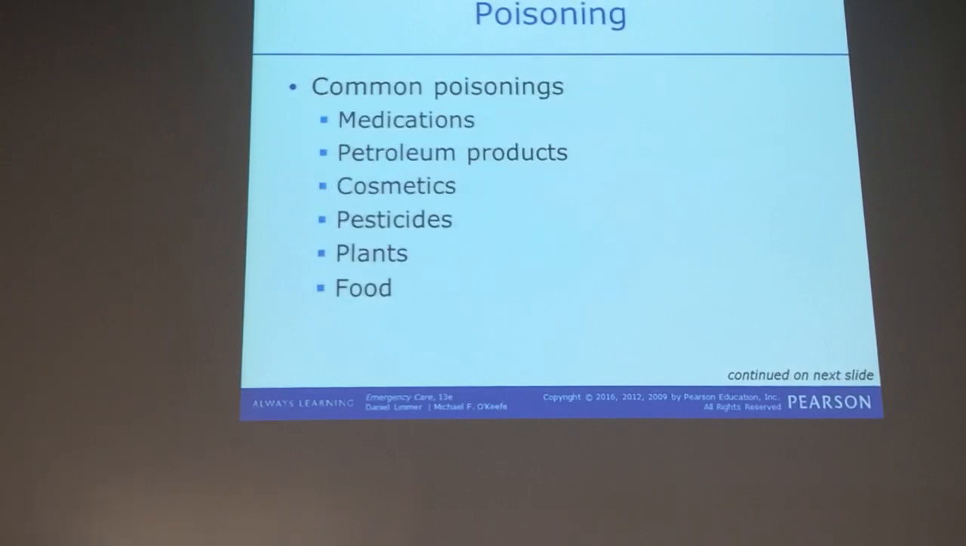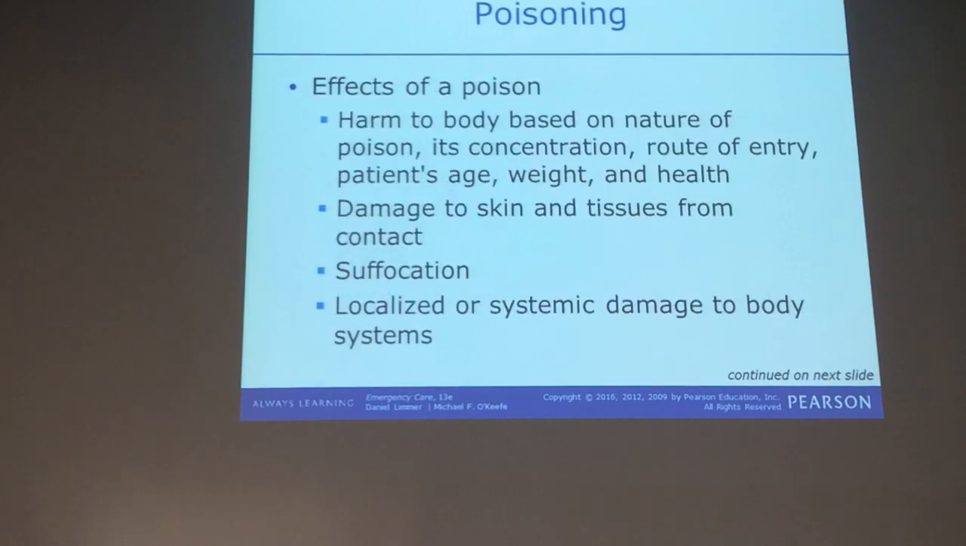Common poisonings, we often see medication poisonings. You can have cosmetic poisonings, pesticides, plants, foods. There can be all kinds of different poisonings that you might run into. A poisoning is a harm to the body based on the nature of the poison, its concentration, the route of entry, and the patient's age, weight, and health. So it can cover a multitude of things.